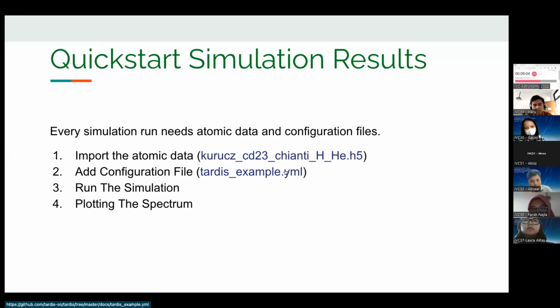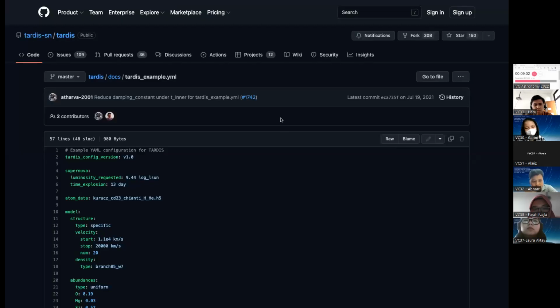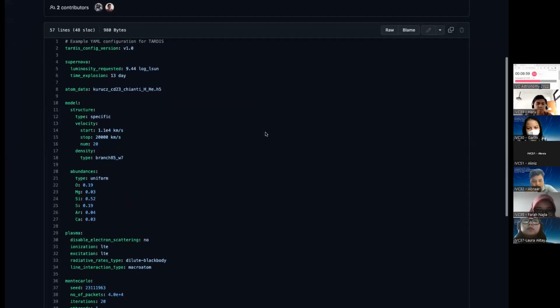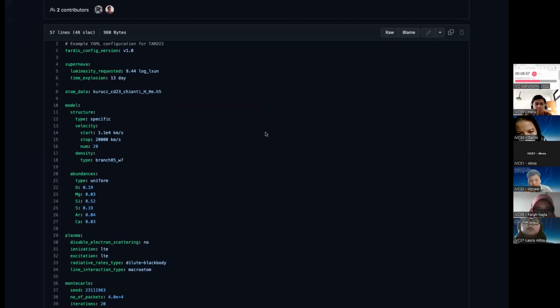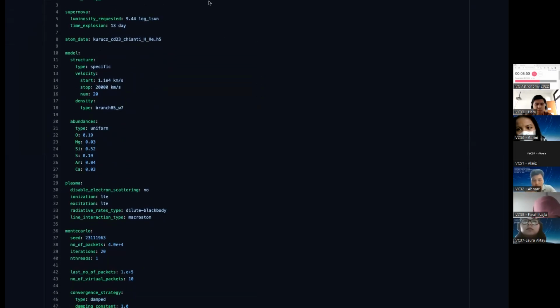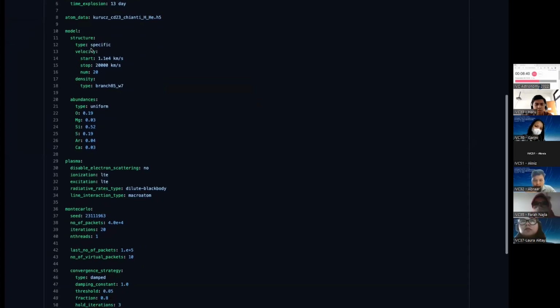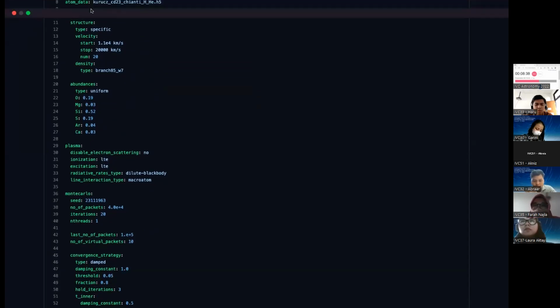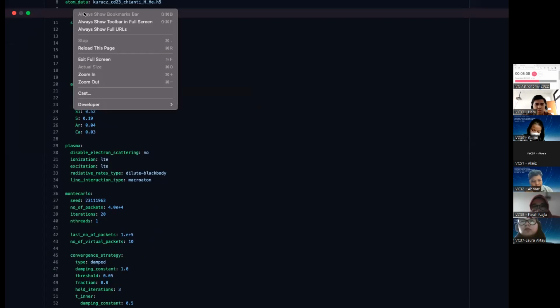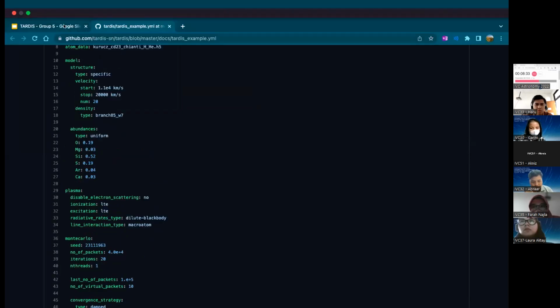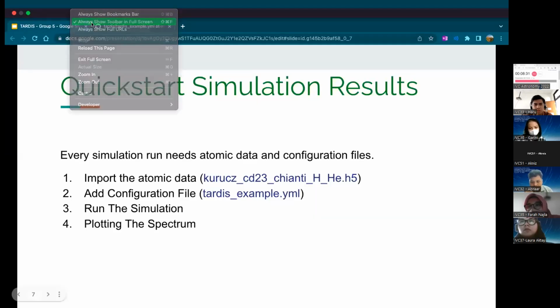In the configuration file, simply we define the luminosity of the supernova, how many days of explosion we want to simulate, the atomic data file, the structure of the supernova, the start, which is the beginning of the supernova, and also the stop, which is the outer shell of the supernova, the number of shells, the abundances, how to simulate the plasma, and how we want to run the Monte Carlo simulation, etc. In running the simulation, we'll be calculating the radiation field and the number density, and running the packets through the simulation. So next, we will take it from my friend. So please.